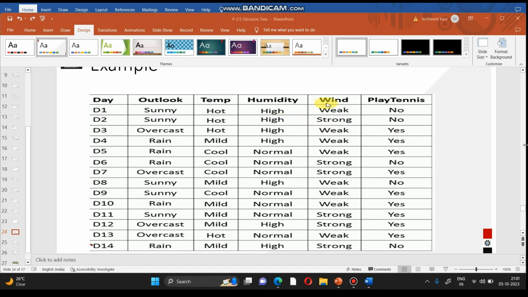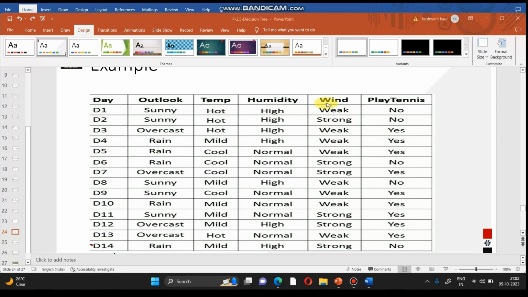So this is the problem statement which we are going to consider to solve the problem of decision tree. So when we talk of decision tree algorithms, here we need to calculate the gain for each and every attribute. So here in this example we have a total of 14 records, and we have 4 attributes in this case.